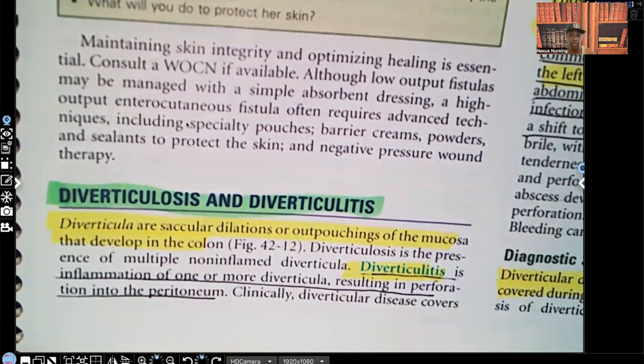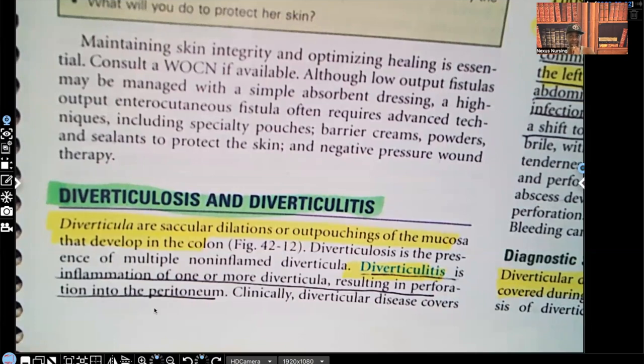It can cause an inflammation of that area, and before you know it, the patient's got diverticulitis. Take a look at what diverticulitis is. Diverticulitis is inflammation of one or more of the diverticula. Remember that diverticula is the outpouching, right? But when it gets inflamed, it turns into diverticulitis. This can result in perforation into the peritoneum. Let me tell you something. You see that word perforation? Whenever you see any signs or symptoms of perforation, this is a medical emergency.